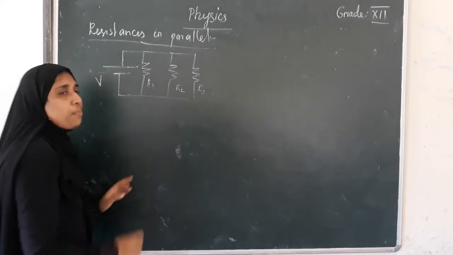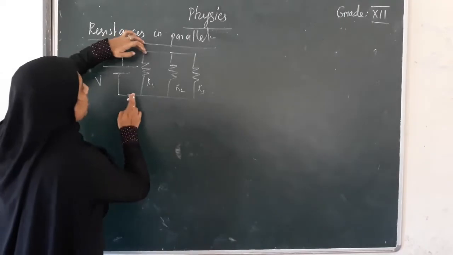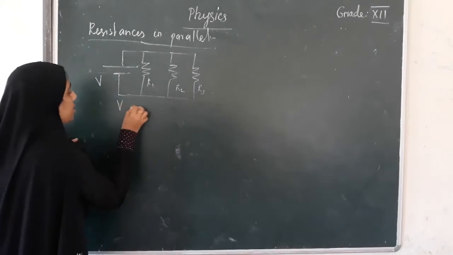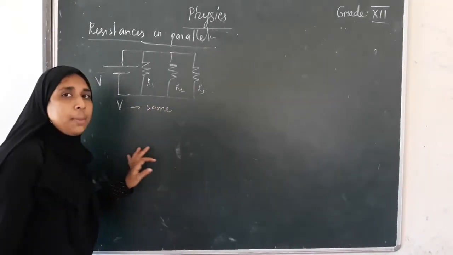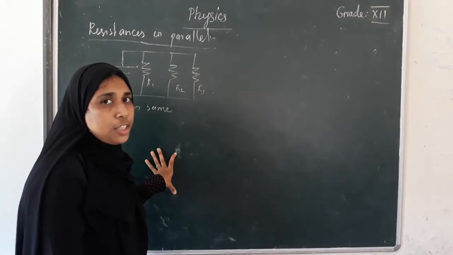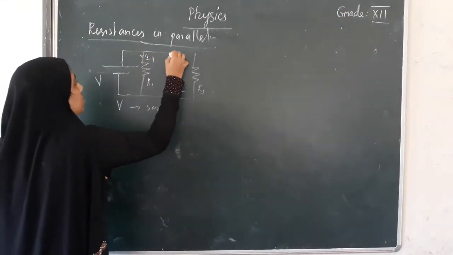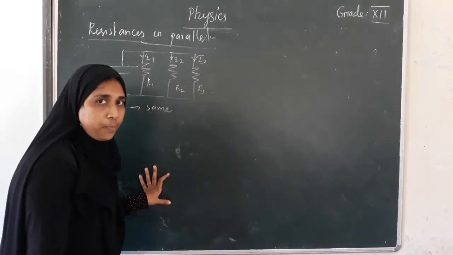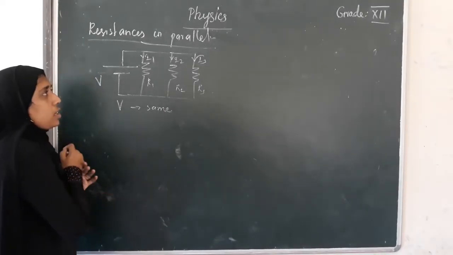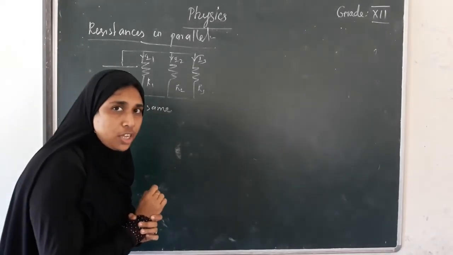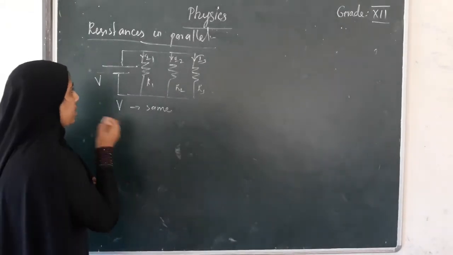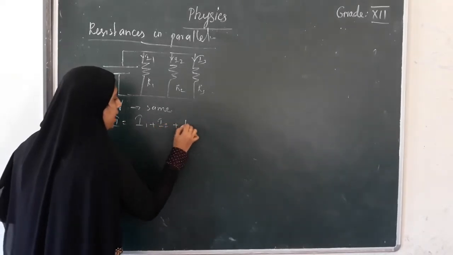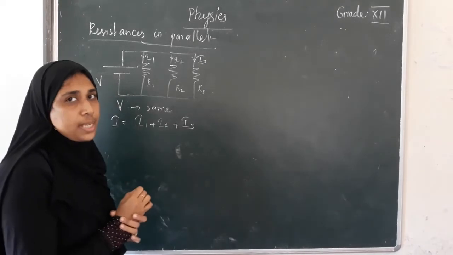Since the resistors are connected in parallel, the voltage drop across each resistor is the same. But the current is split into I1 through R1, I2 through R2, and I3 through R3. So according to the conservation of charge, we can write the total current I is equal to I1 plus I2 plus I3.